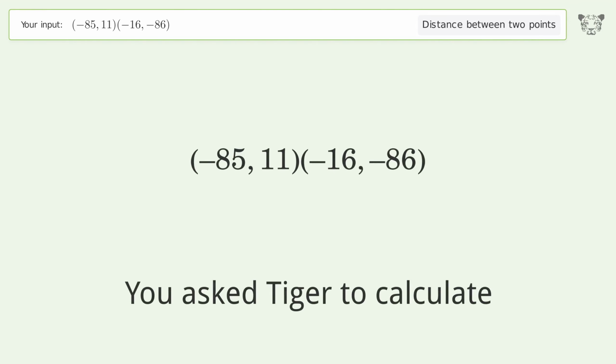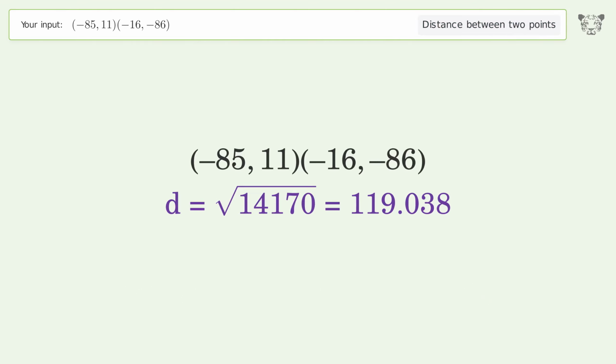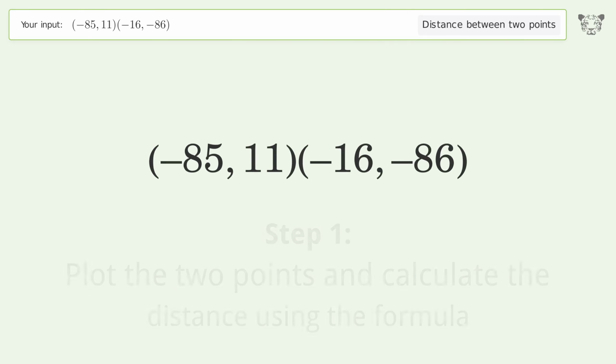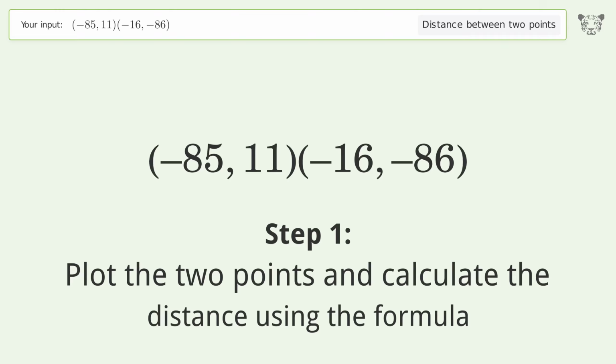You ask Tiger to calculate. This deals with the distance between 2 points. The distance between the 2 points is the square root of 14,170, or 119.038. Let's solve it step by step. Plot the 2 points and calculate the distance using the formula.